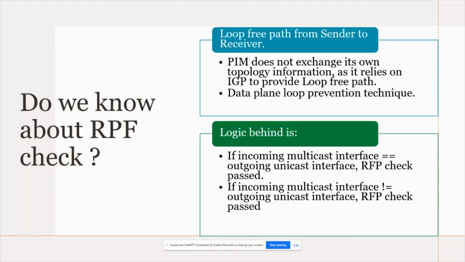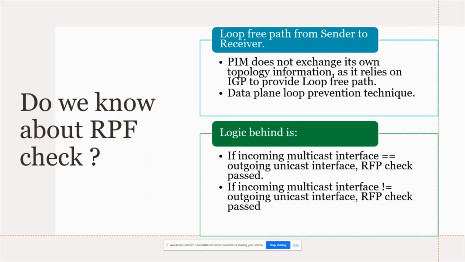Before troubleshooting the RPF check, we should at least have some understanding of it. PIM does not exchange its own topology information, so it's always dependent on an IGP protocol to provide a loop-free path and end-to-end connectivity. In conclusion, RPF's work is to make sure that there aren't any loops in the network, and it is a kind of extra layer to provide a loop-free topology.